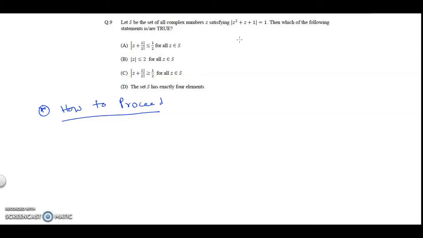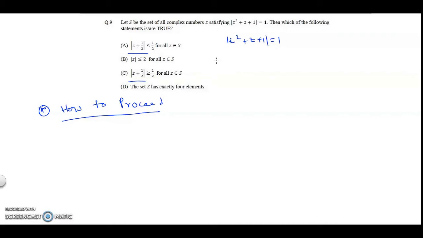So this question is given as z square plus z plus 1 equal to 1. So from this what can we see? From the options we have to find out: modulus of z plus half is less than or equal to half, or option C, modulus of z plus half is greater than or equal to half. Both options cannot be correct. Only one option will be correct, because at the same time both options cannot be true.